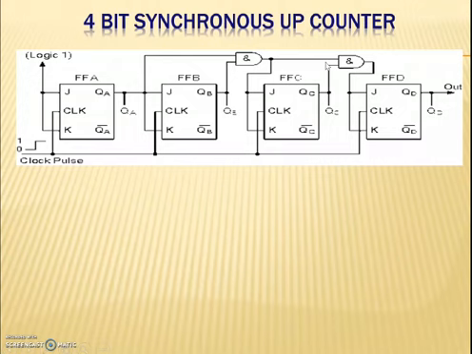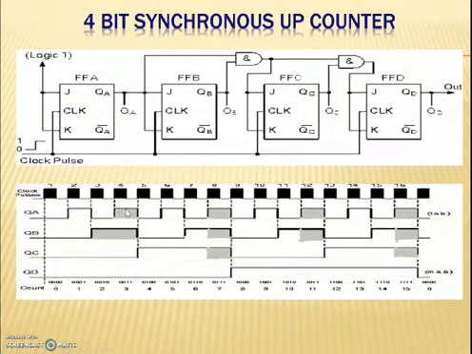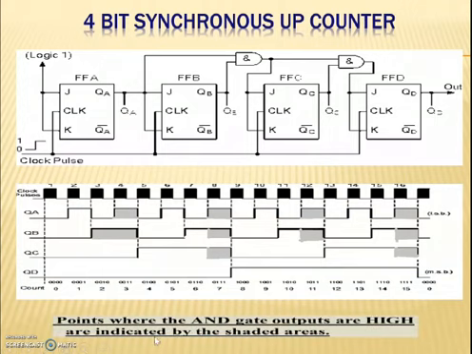Okay. So now coming to the timing diagram. So here the points where the AND gate outputs are high are indicated by the shaded areas. Okay. So from this we can see that only when QA and QB are high, QC will go high. Okay. So here this is for the first AND gate. For the second AND gate, when QA, QB, QC are all high, then this QD will respond. That is only after count 0, 1, 1, 1, that is 7.